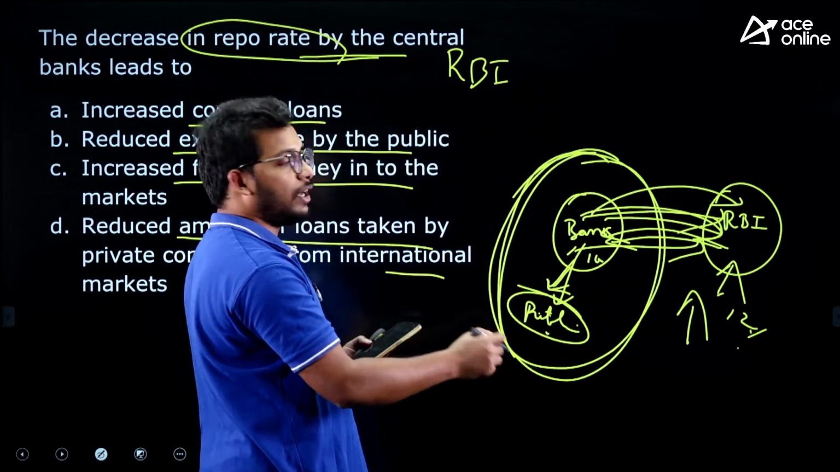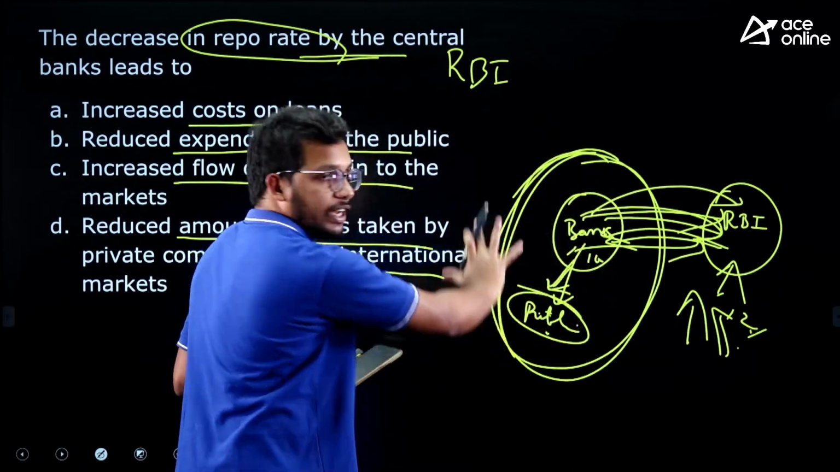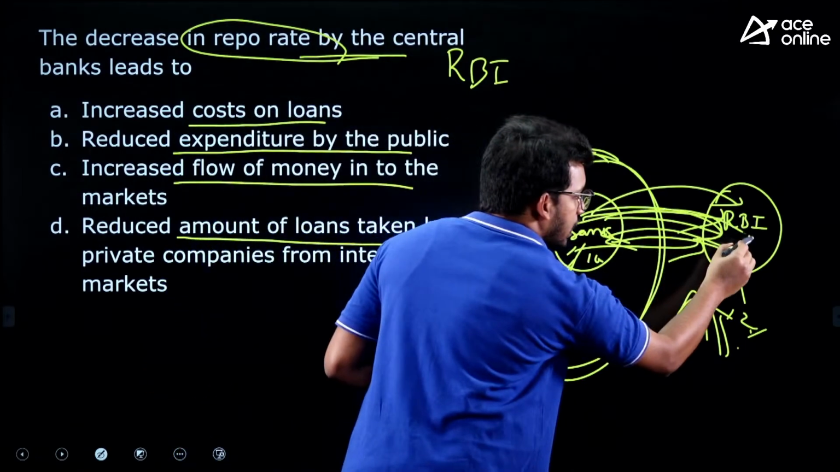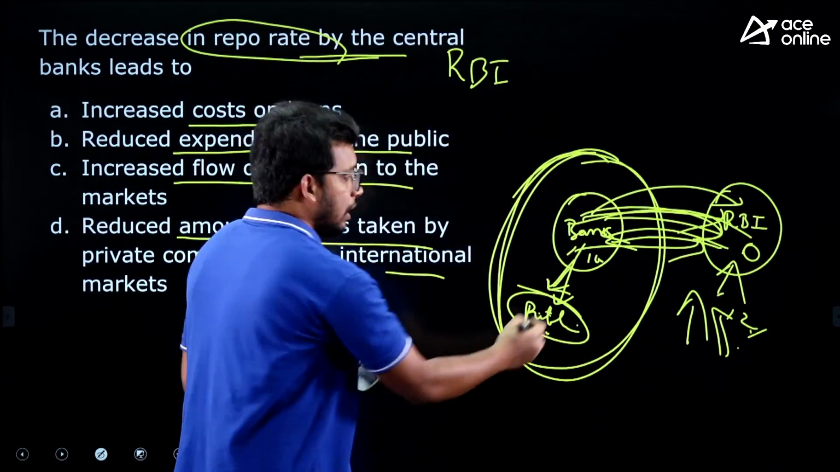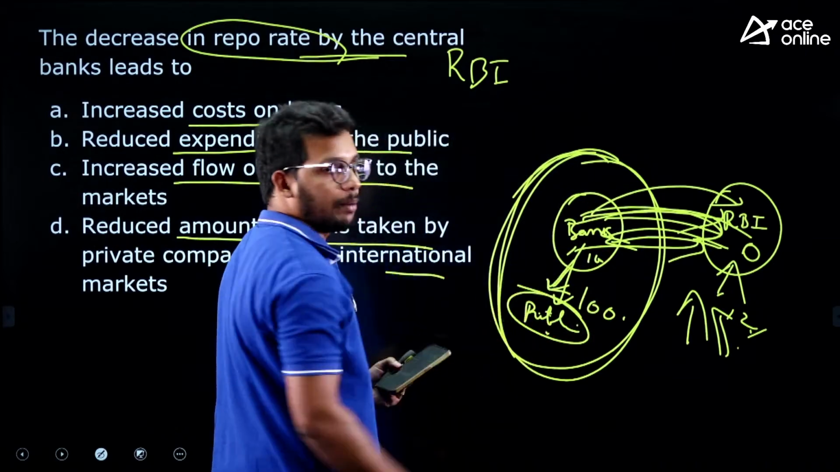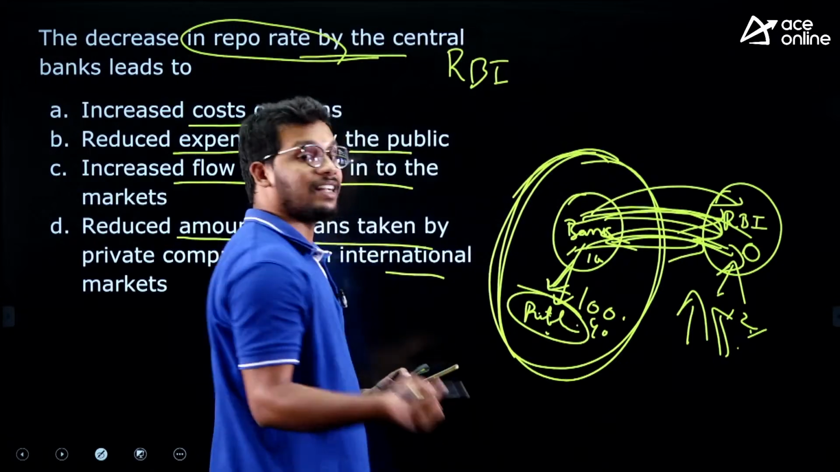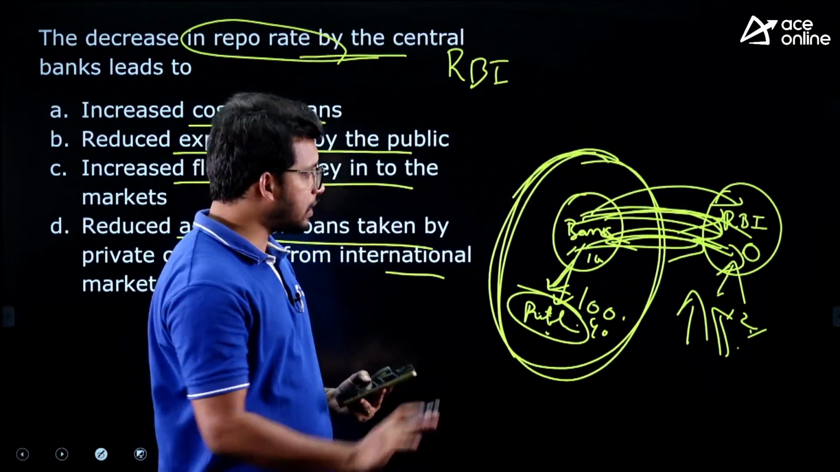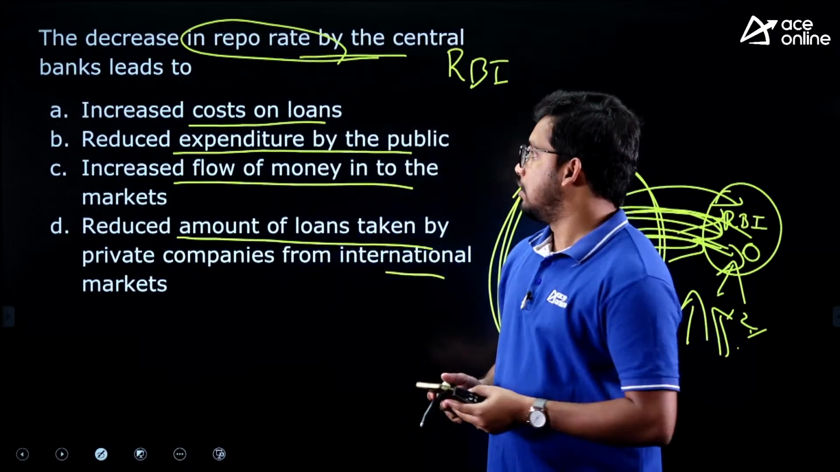Now what is happening: as the RBI has increased the repo rate, the money in the market from banks has entered into the RBI. So the flow of money in the market has reduced. Here 100 crore is the total money with the banks. Now 10 crores they have given, so money flow in the market has reduced. Right, isn't it? Do you agree? Yeah. Now tell me the answer.